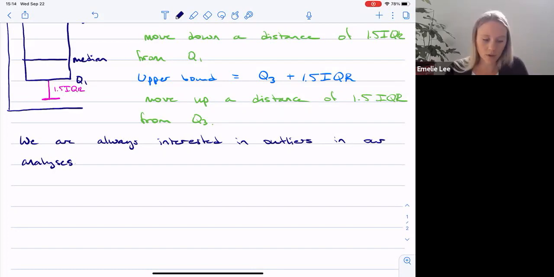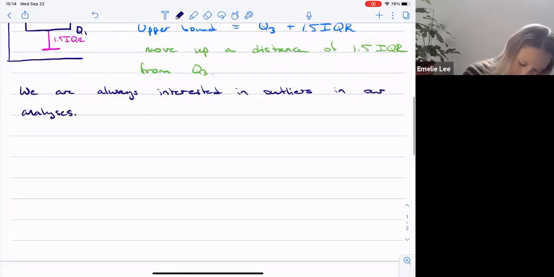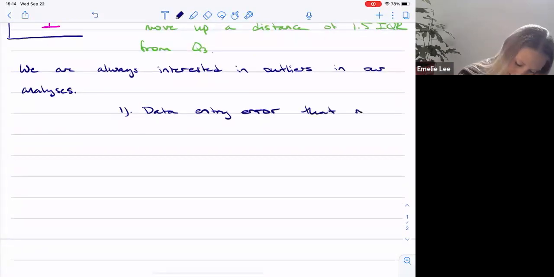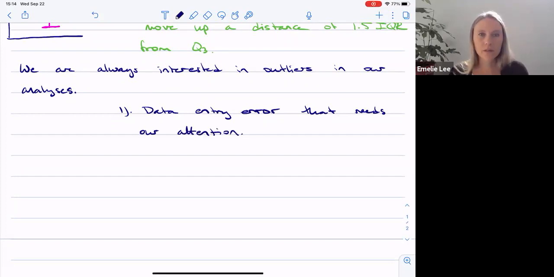So scenario number one, it's a data entry error, right? That's bad. That needs our attention. So it could just be something that you kind of see and it doesn't make sense, and where did it come from? It does require some knowledge about how the data was collected and things like that.